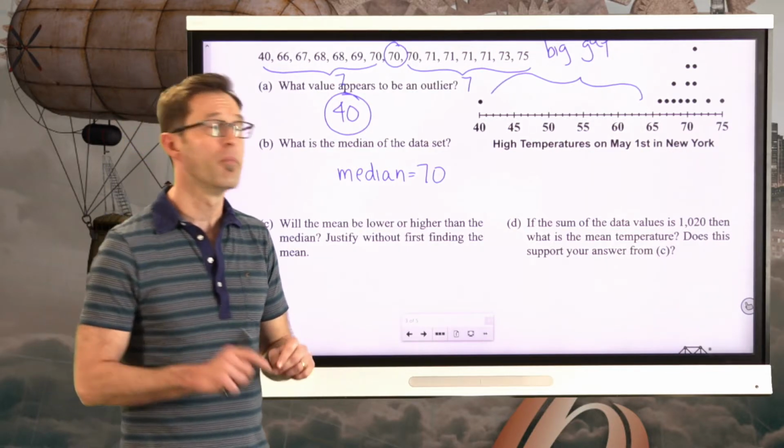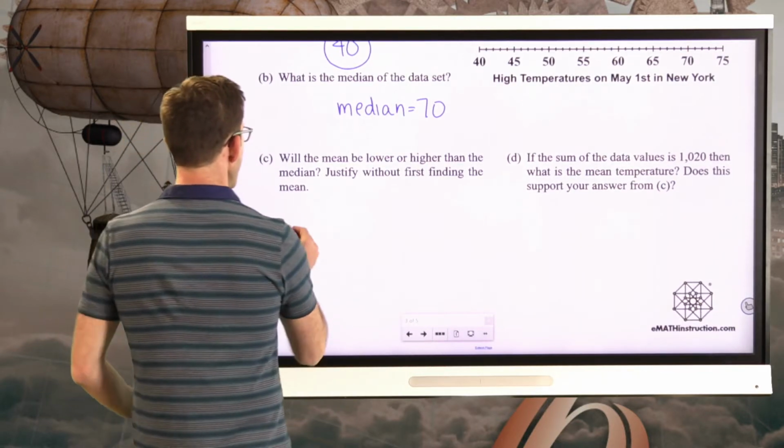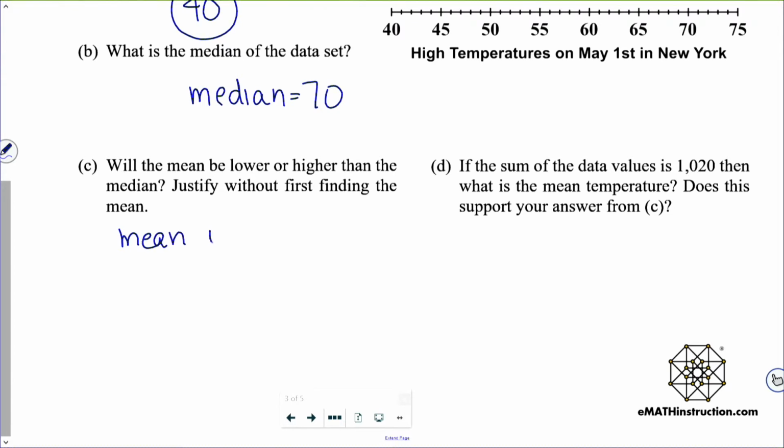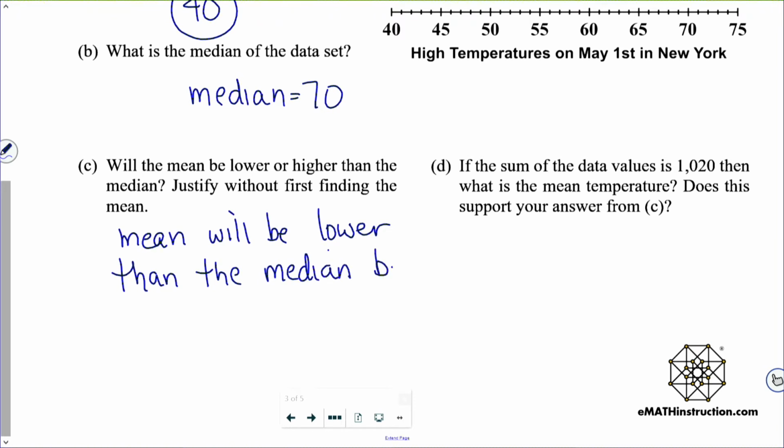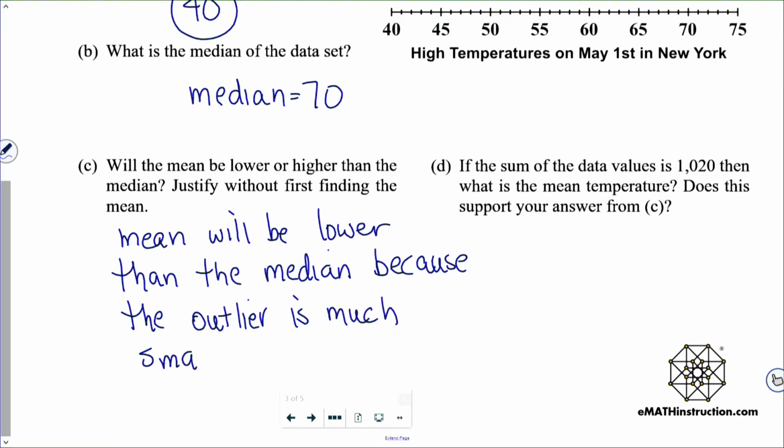Well, the mean will be much lower. Well, I shouldn't say much lower, but the mean will be lower than the median because the outlier is much smaller than the rest of the data.